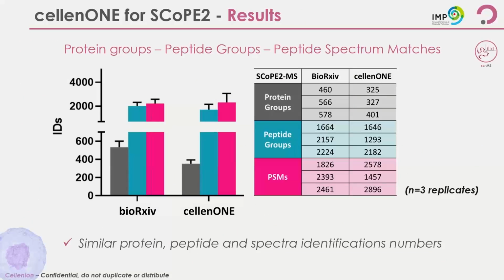So our first job was to be sure that this was going to be reproducible. So we repeated the exact same protocol as it was published in the SCoPE2 paper. And what we can see is that if we have a look at protein groups, peptide groups, as well as peptide spectrum matches numbers, the preparation that uses the CellenONE achieves the same capabilities as the one that was published in the bioRxiv paper. So we are getting similar protein, peptide, and spectra identification numbers. We repeated that experiment 3 times.